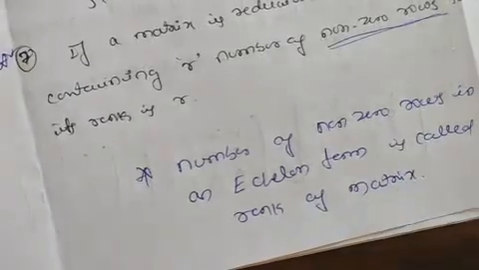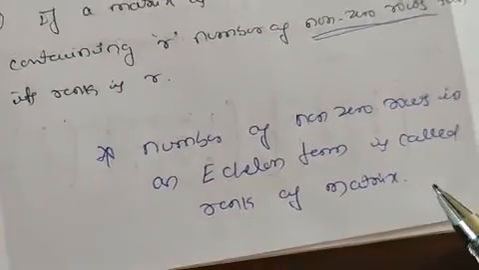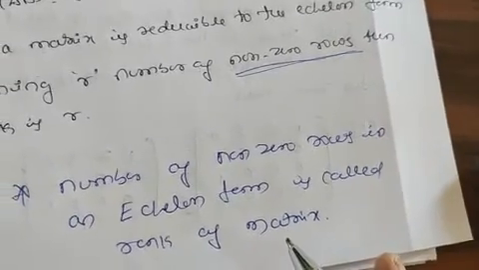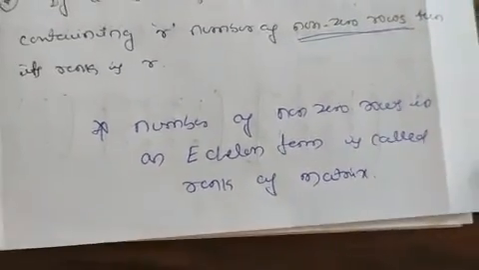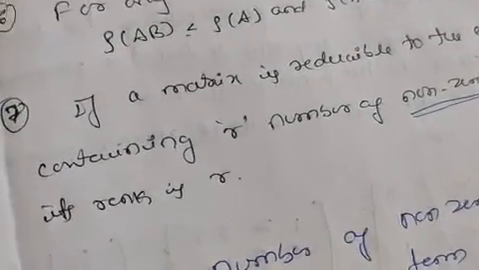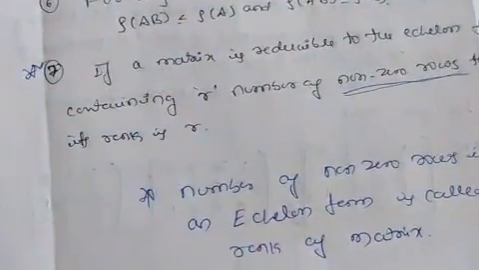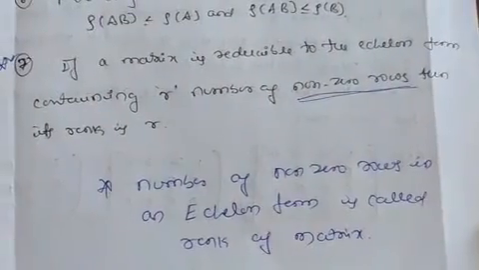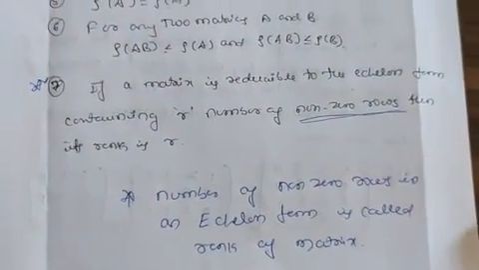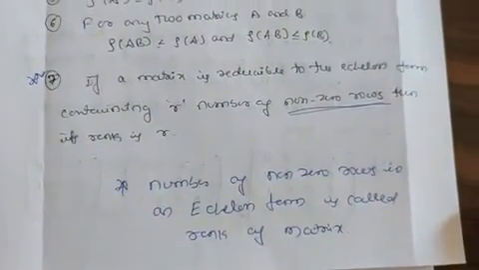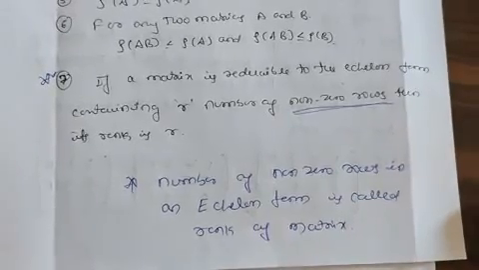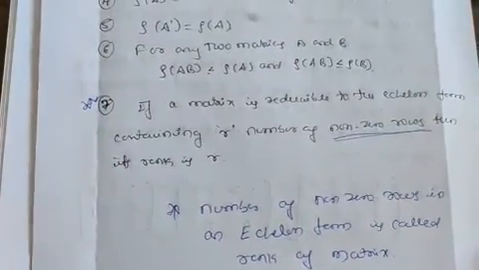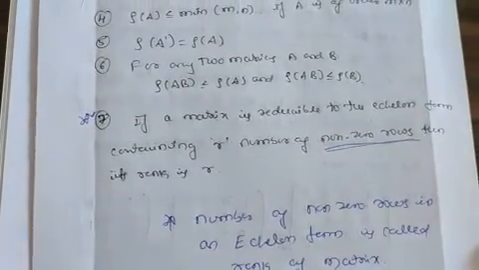This we use for finding the rank of the matrix. That is, the number of non-zero rows in a row reduced echelon form is called the rank of the matrix. So this is the method we use for finding the rank of the matrix. Similarly, we use normal form also for finding the rank. So this is all about today's session. We are going to study some more examples on this topic in the next session. So thank you.